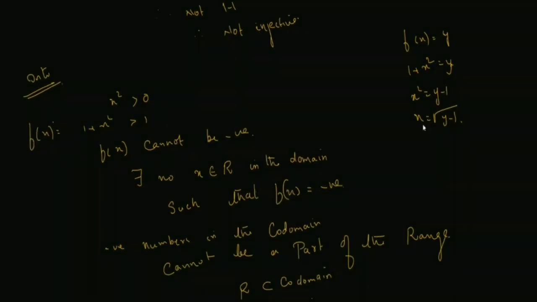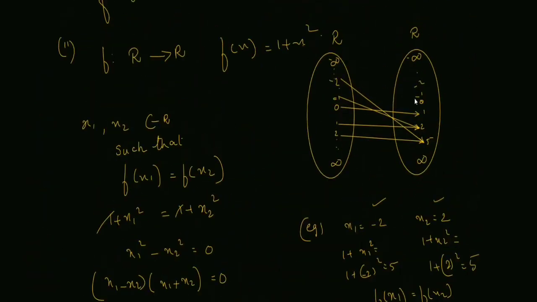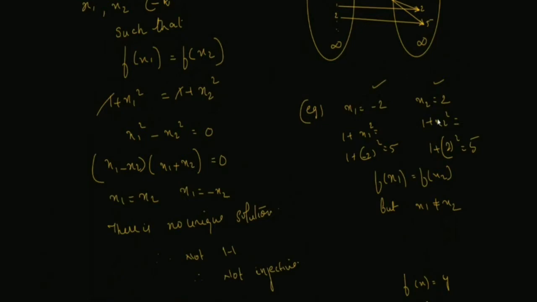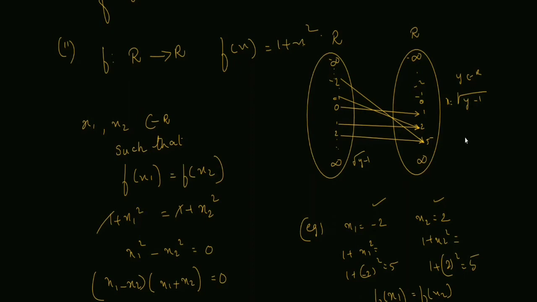Now let us check whether it is onto. So write x in terms of y. 1 plus x squared is y, x squared is y minus 1, so x is root of y minus 1. So we have to check whether for y belonging to R, you can find root of y minus 1 for every y. Suppose your y is negative.